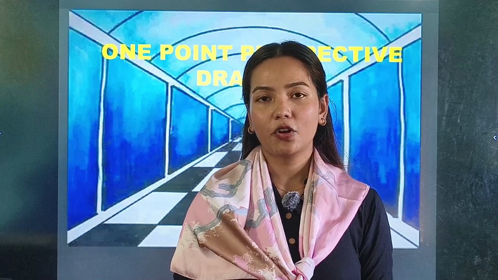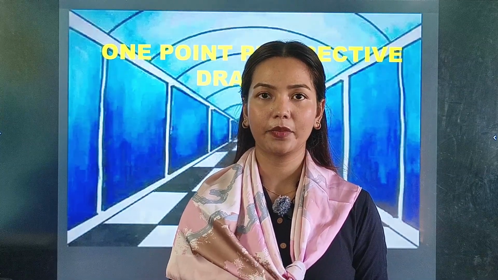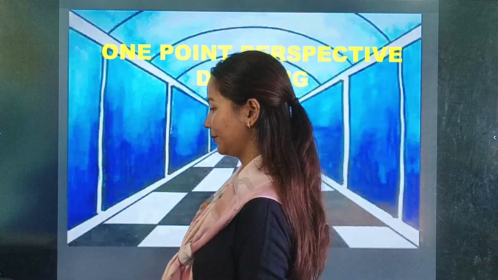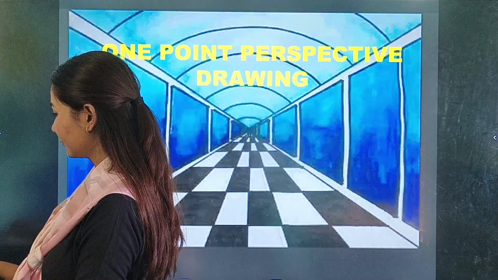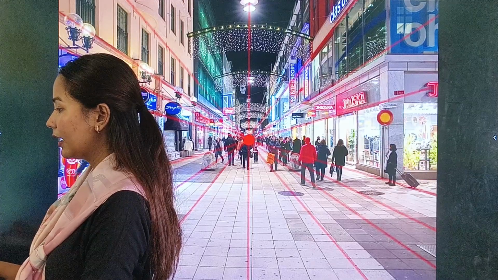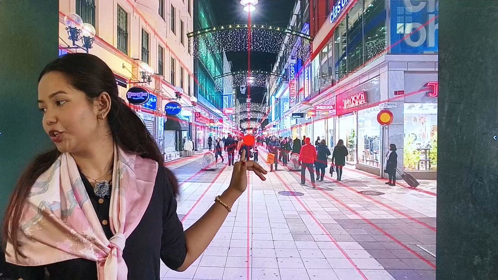One view perspective drawing creates an illusion of depth on a surface. Perspective drawing is also known as a vanishing point. Right now I'm going to show you some real-time images. This picture is of a market where everything comes in between with the vanishing point.